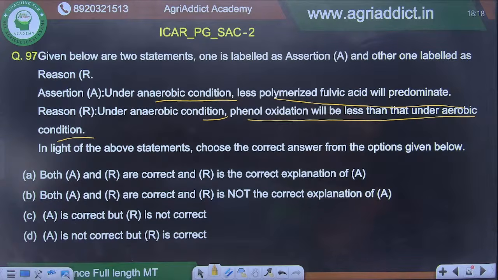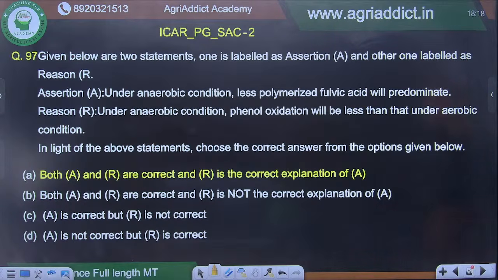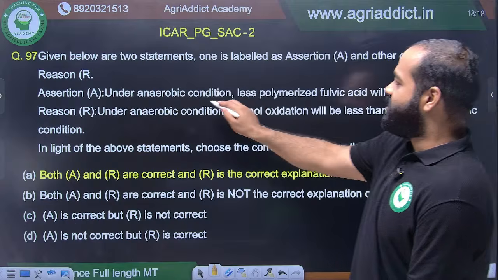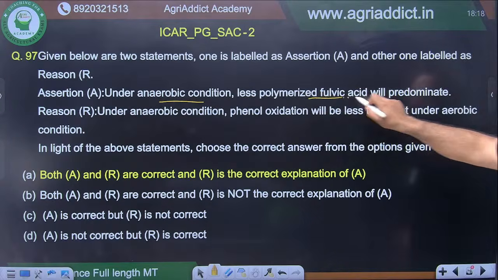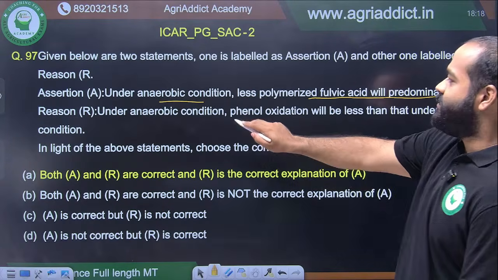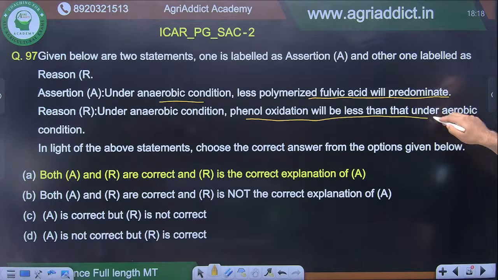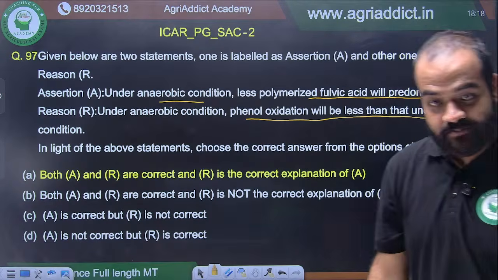This is from the chapter of soil organic matter, written by Dr. Kunal Kumar Ghosh. She is telling A. Yes, you are absolutely correct. This is written there. Go and study. Under anaerobic condition, less polymerized fulvic acid will predominate, because under anaerobic condition, phenol oxidation will be less than that under aerobic condition.